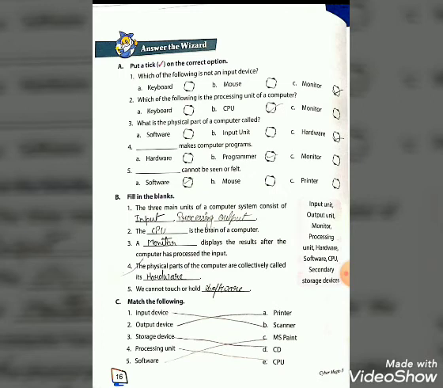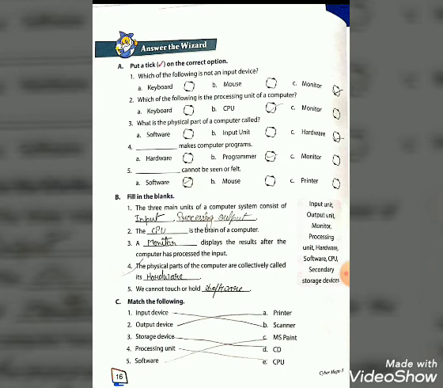Question number 2. The dash is the brain of a computer. Your answer is CPU. Central Processing Unit is the brain of a computer. Question 3. A dash displays the results after the computer has processed the input. Your answer is monitor. A monitor displays the results after the computer has processed the input.